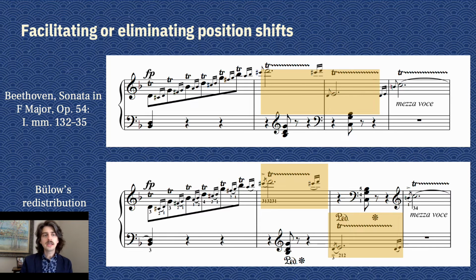First, let's take a look at an example designed to facilitate or eliminate position shifts. In this excerpt from the Sonata Opus 54, Beethoven has written a trill on a high D and then a leap down nearly 2 octaves to a trill on a low E. Hans von Bülow suggested that the second trill could be played by the left hand and the parts basically reversed. This eliminates the gap that might happen as you leap down, and it could eliminate any accent that occurs on the way down.